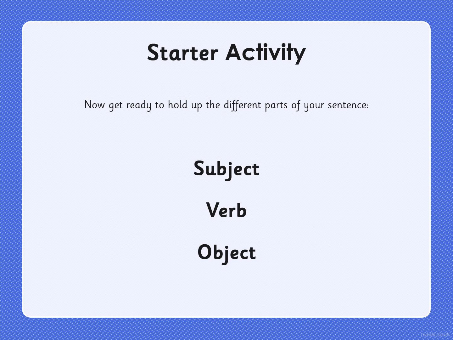So starter, have a go. Now we can't do this, we can't hold up the different parts, but what you can do is you can write me a sentence and you can identify the subject, the verb and the object. Pause the slide and give it a go.